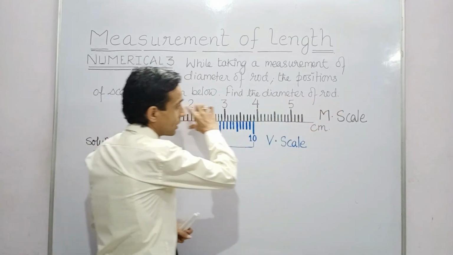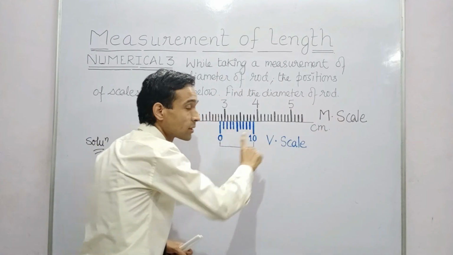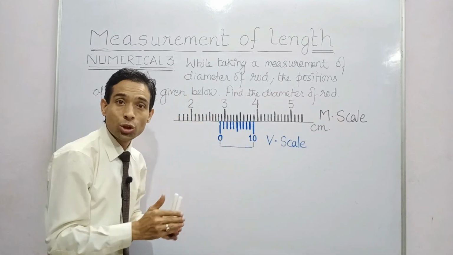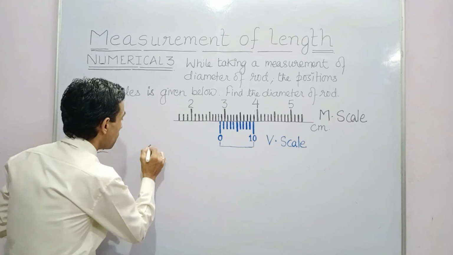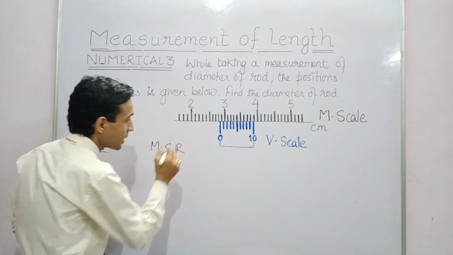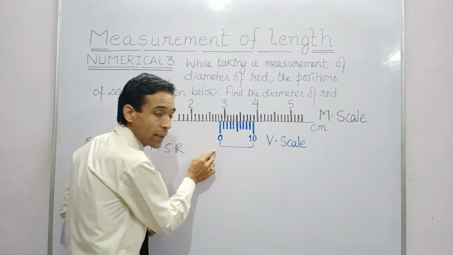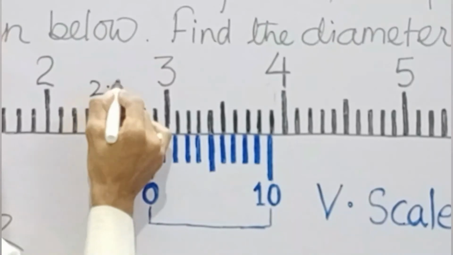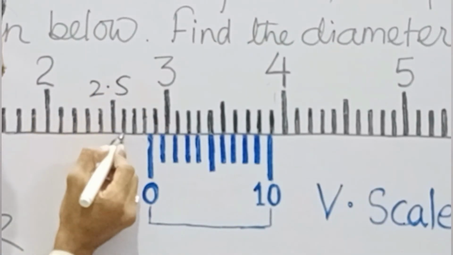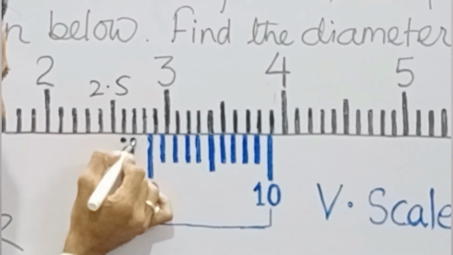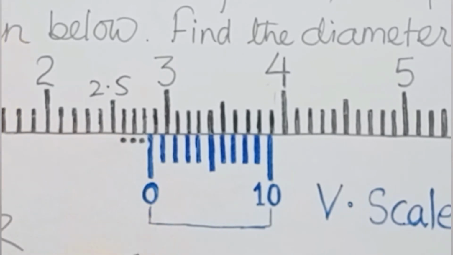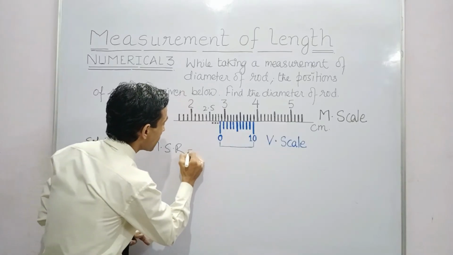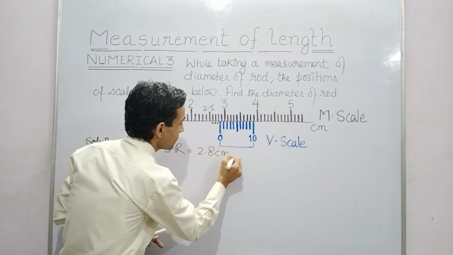Here in this, the black one is the main scale and this blue one is the vernier scale. We have to be very sure and accurate in taking the measurement. First of all, we will find out the main scale reading, so MSR. In this we will see the 0 of the vernier scale. This one is 2.5 mark, this one is 2.6, this one is 2.7, and this one is 2.8. So the 0 of the vernier scale is ahead of the 2.8 centimeter mark. Therefore the main scale reading is 2.8 centimeter.